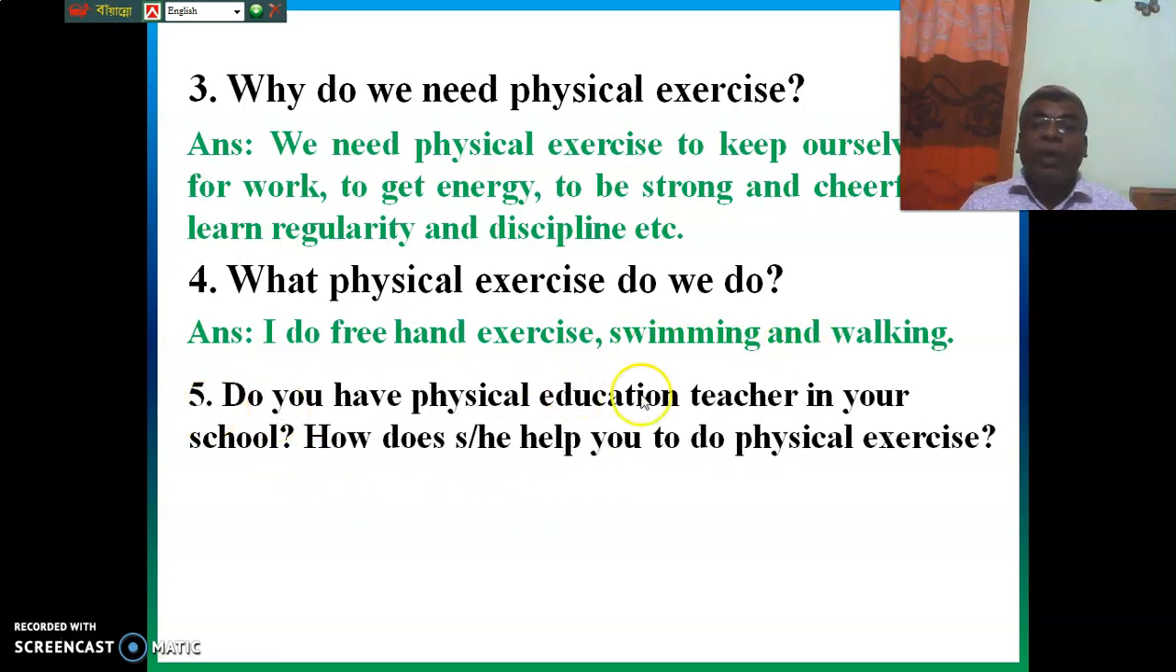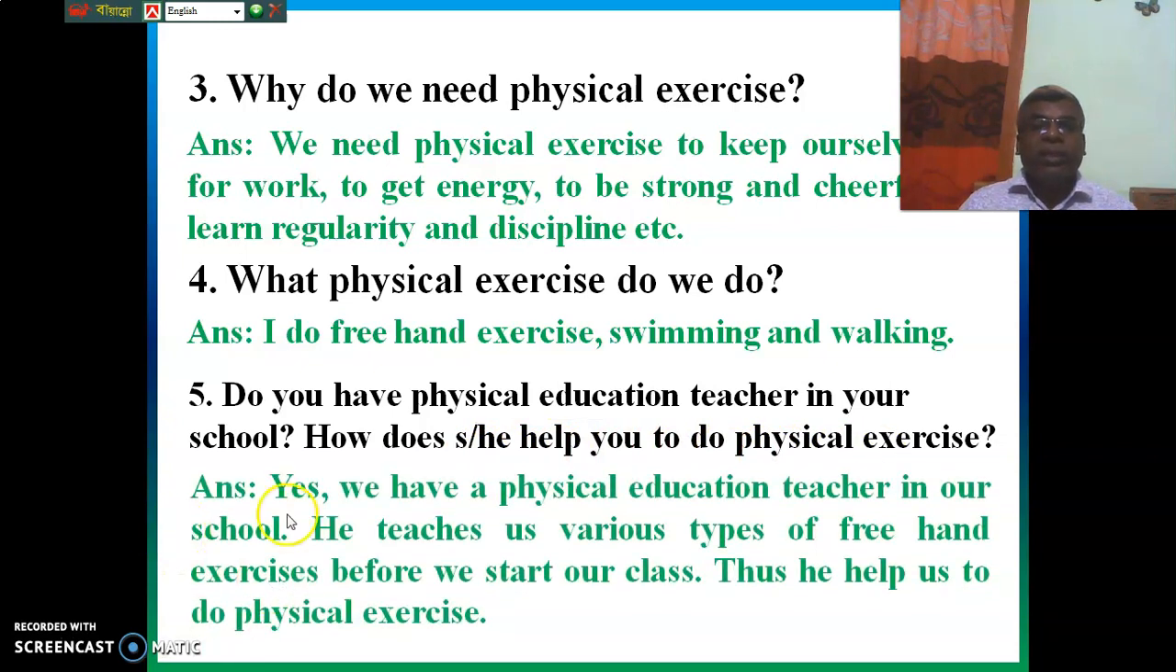Number 5. Do you have a physical education teacher in your school? How does he or she help you to do physical exercise? Answer. Yes, we have a physical education teacher in our school. He teaches us various types of free hand exercises before we start our class. Thus, he helps us to do physical exercise.